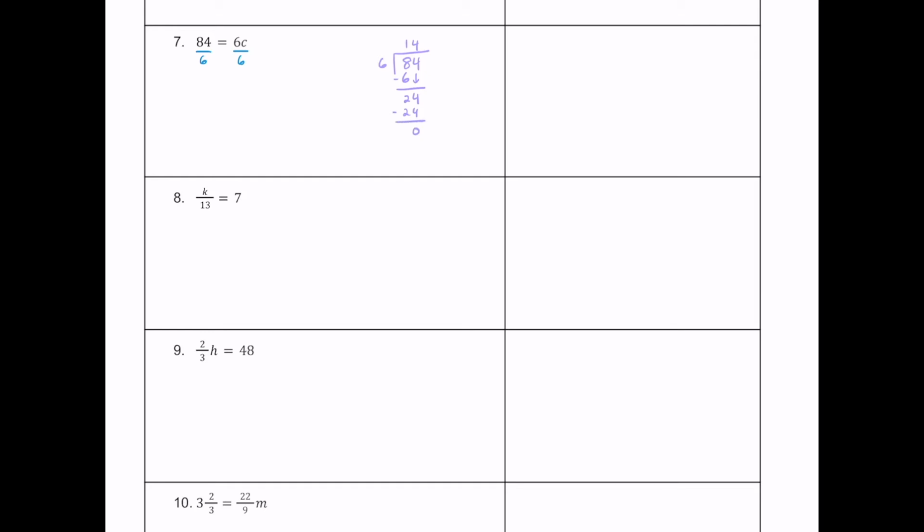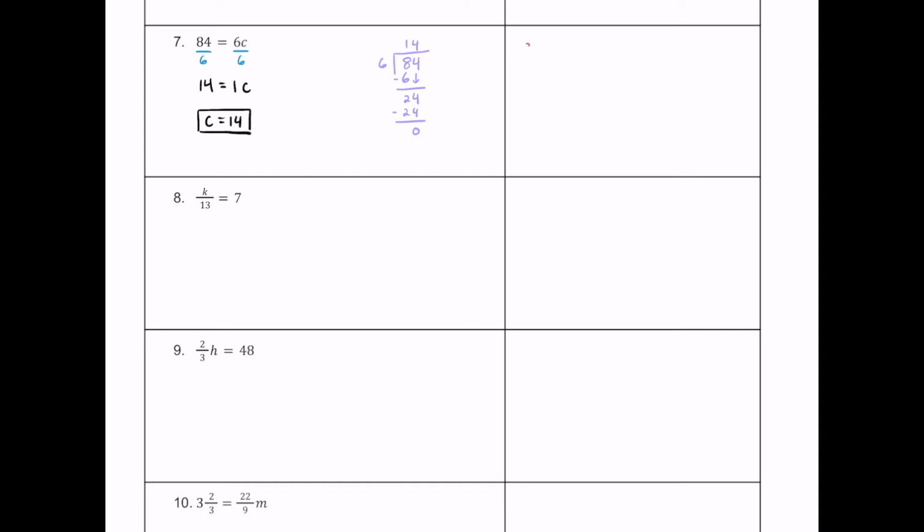Okay, so we know 84 divided by 6 is 14, so on the left side of the equation we can write 14. And on the right side, 6 divided by 6 is 1, so our coefficient is 1, so we have 1c. So if 1c is equal to 14, we can just say that c is equal to 14. We don't have to write that 1, by the multiplication identity property of multiplication.